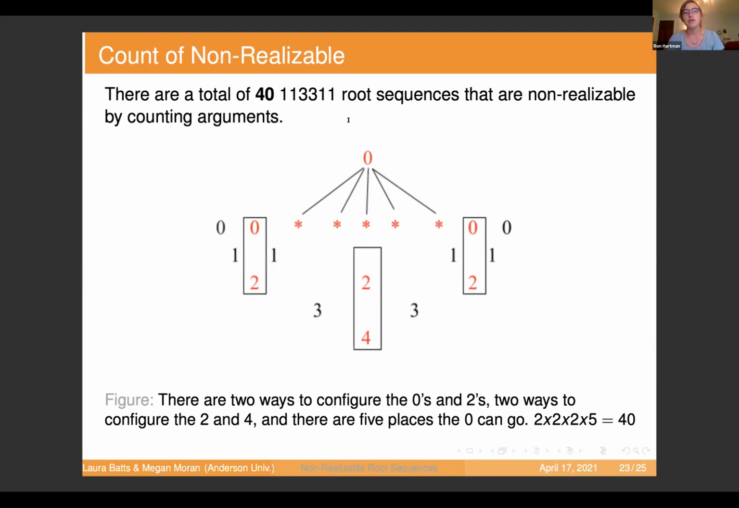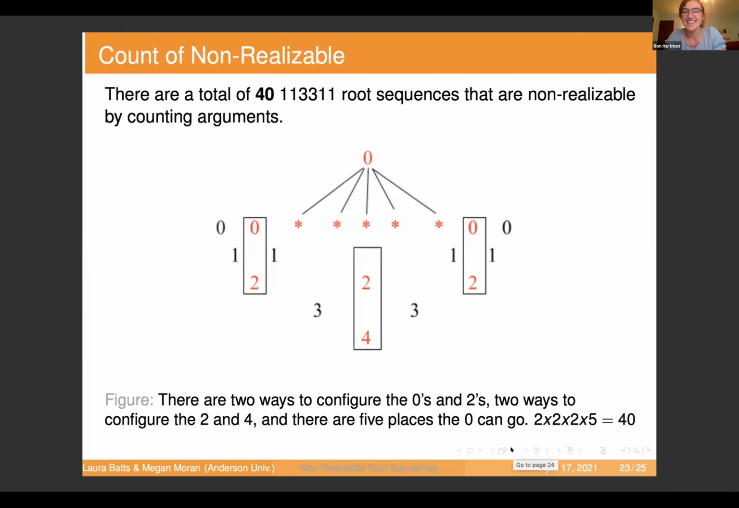And we know that there's 40 just by some simple counting arguments. So this graph here demonstrates that. For those 0 and 2 alignments, there's 2 different ways that those can be aligned. And then for that 2 and 4, there's 2 different ways that those can be configured. And then same with that 0 at the top, there's 5 different places that 0 can go. So like we said, we haven't forgotten about our 0s, 2s, and 4s. We just suppressed them for our proof. But here they are again. And so we do 2 times 2 times 2 times 5, and we get that there are 40 different configurations possible with that 1, 1, 3, 3, 1, 1 root sequence.